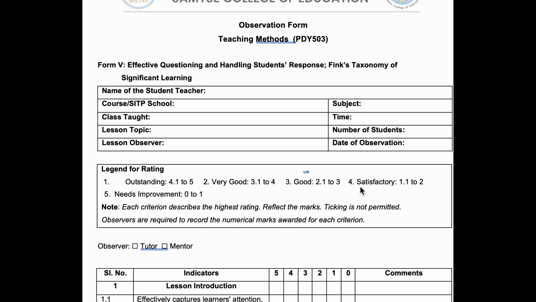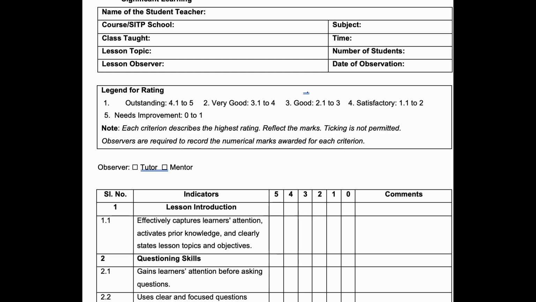Number 4, Satisfactory, ranging from 1.1 to 2, indicates limited achievement and noticeable gaps. Number 5, Needs Improvement, which ranges from 0 to 1, shows that the standard has not been met and significant support is required. Now let's look at the observation form.